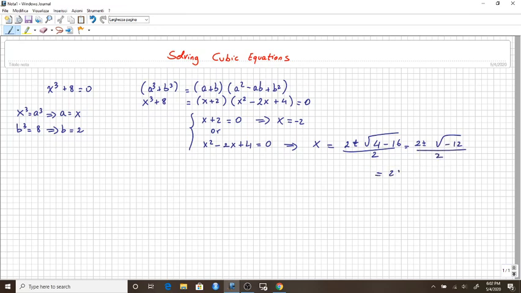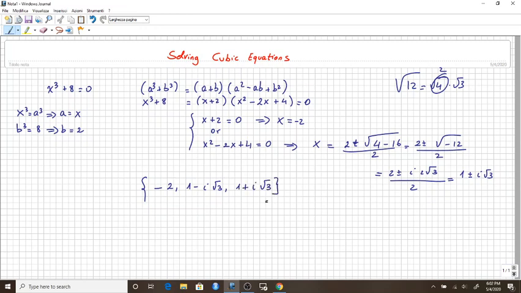divided by 2, so it's 2 plus and minus. Now the square root of 12 is the square root of 4 times the square root of 3, and the square root of 4 is 2, so that's i times 2 square root of 3. The i comes from the negative sign, and then divide by 2. If we divide everything by 2, we get 1 plus and minus i square root of 3. So the solution set is negative 2, 1 minus i square root of 3, and 1 plus i square root of 3.